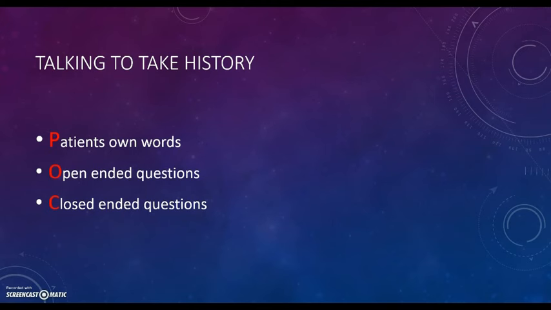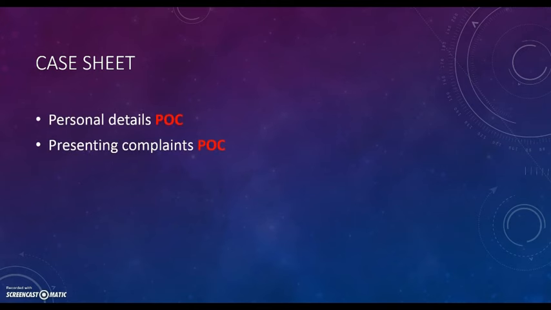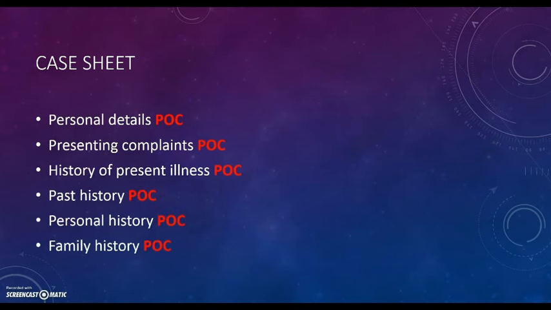We will call this system, for our convenience, the POC system: patient's own words, open-ended questions, closed-ended questions. This is a broad format. We will ask the history of the patient as we have said earlier. In all these headings, we use the POC system. While taking the personal details, while taking the presenting complaints, again we use the POC system. We ask initially and give the patient a chance to explain and hear the patient's own words, then go to open-ended questions, then closed-ended questions. Again, in the history of present illness, past history, personal history and family history also, we will follow this POC system.